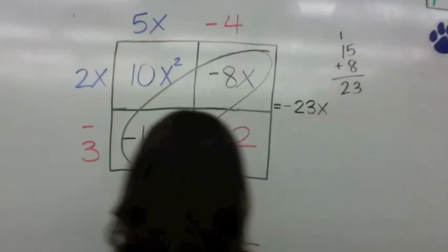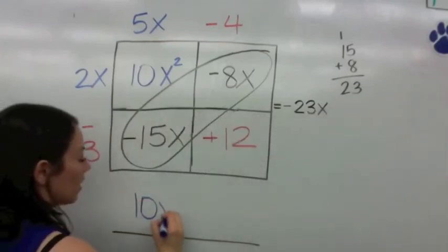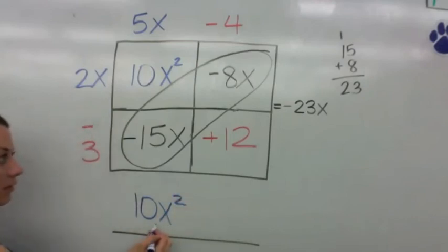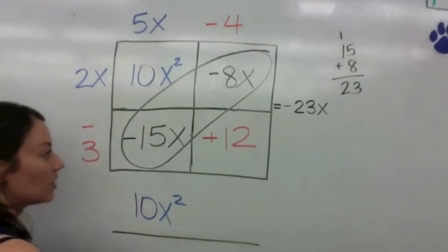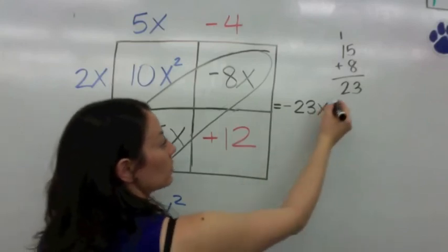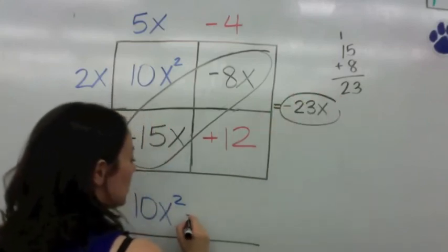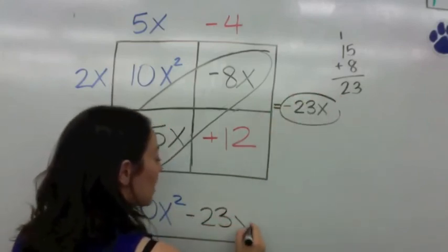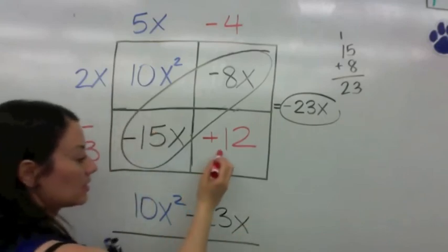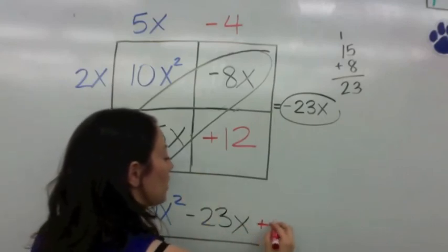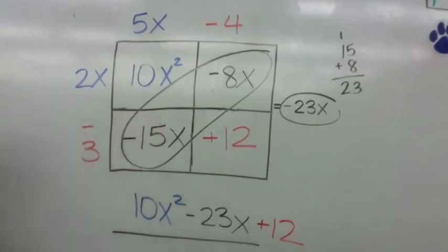All right. So our quadratic term is 10x squared. Okay, good. The linear term is here. So that's a negative 23x. And last is the constant term, which is a positive 12. Very nice. Go ahead and get that down.